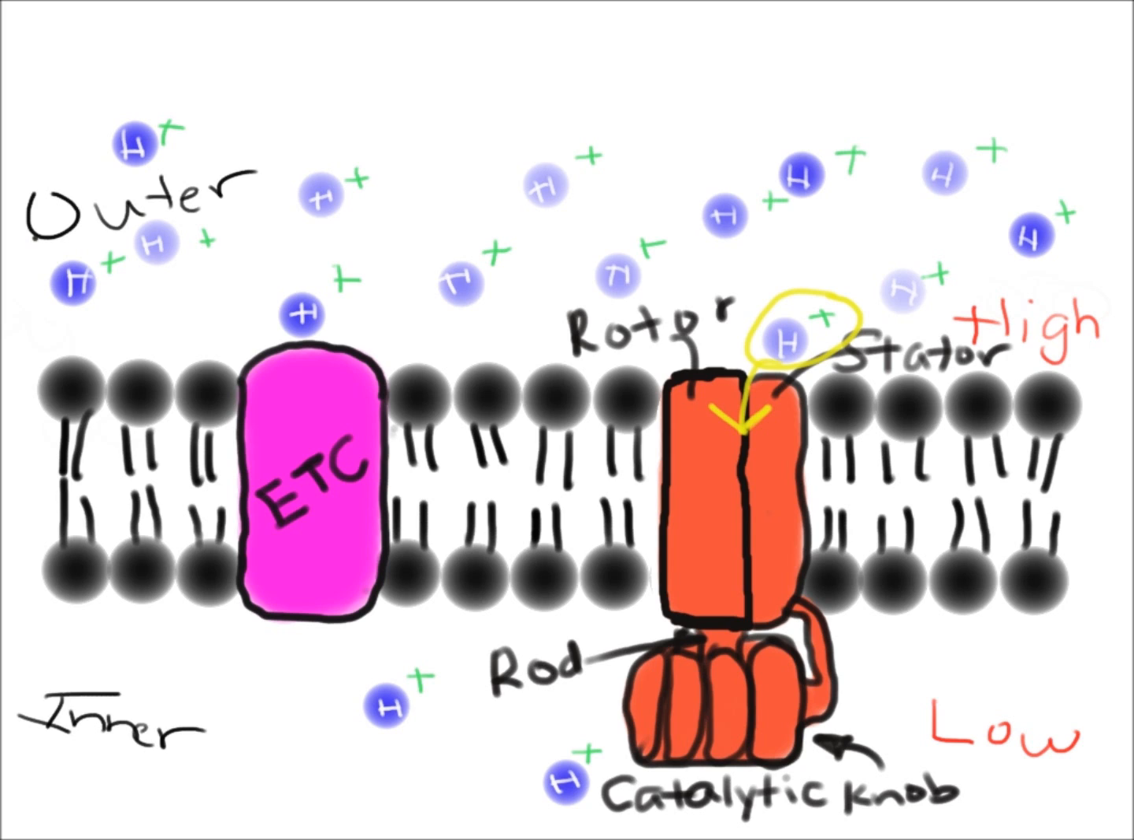2 hydrogen ions enter the complex. 1 hydrogen ion will pass through the complex and enter the matrix space. The other attaches to the rotor and causes the rotor to turn. Once 3 hydrogen ions have attached to the rotor, enough energy is stored to twist the rod and turn the catalytic knob.